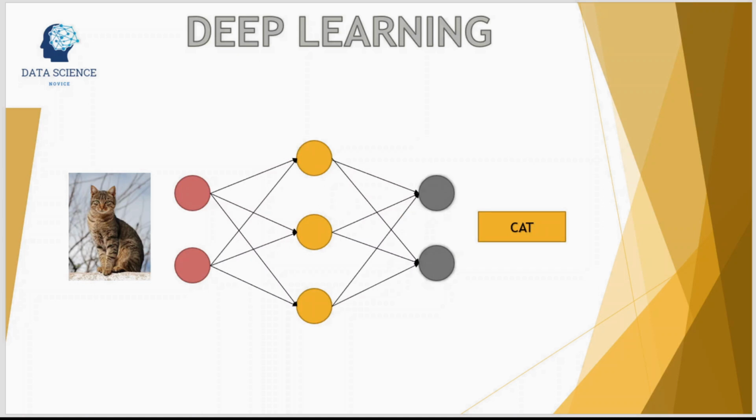Before we talk about autoencoders, let's first talk about traditional neural networks and their training. So here we have a neural network. This network has an input layer, then one hidden layer, and finally an output layer, and it classifies images of cats and dogs. So if we give the image of a cat, it classifies it as a cat.